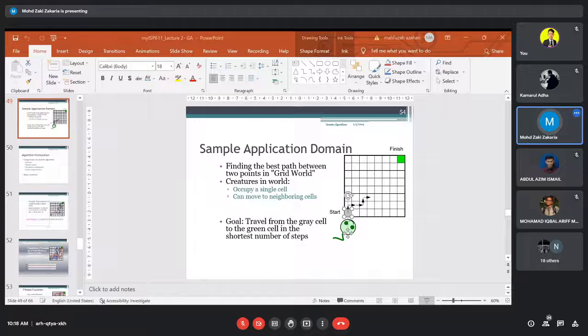So how to represent this problem? We can represent it using this chromosome. For example, we have 4 movements: 0, 0, 1, 0, 1, 1 and 0, 1.